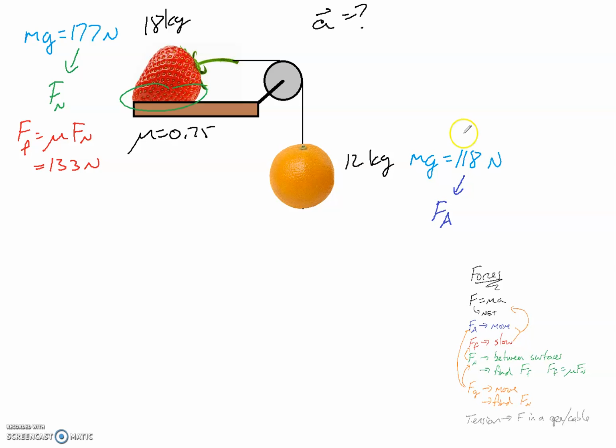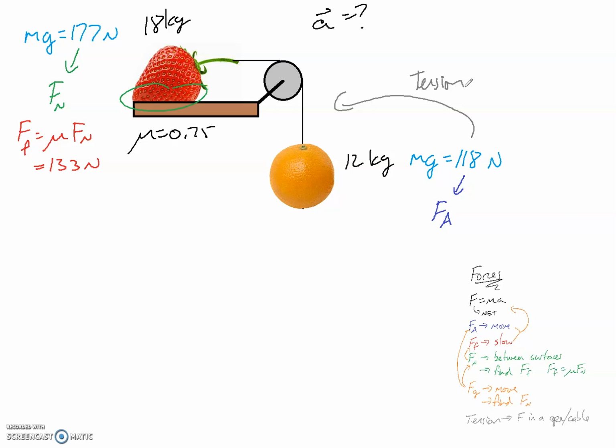And if the system was just sitting there and doing nothing, that would also be the tension in the string if it was just at rest. If it was accelerating, it'd be a little bit different, but for now, at rest, it would just be 118 newtons. All right, so let's see what we actually have going on here.